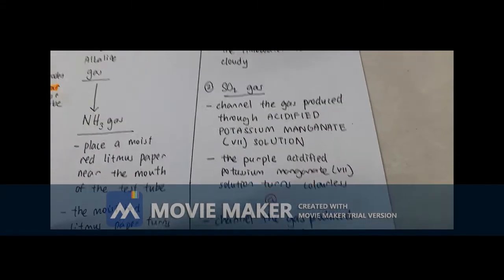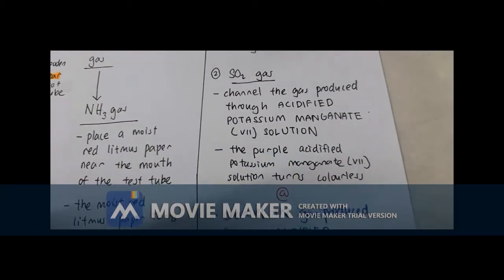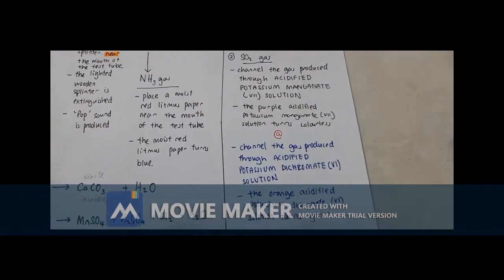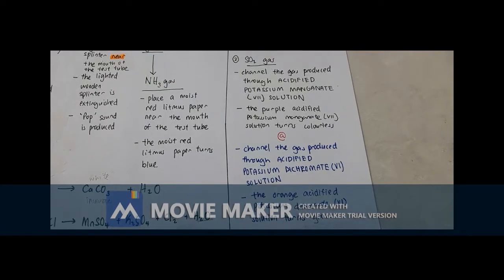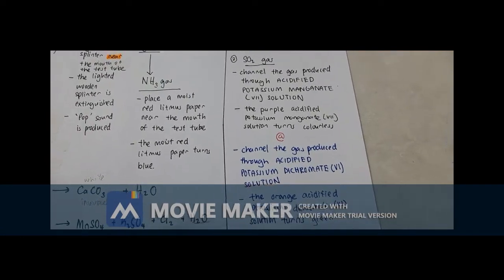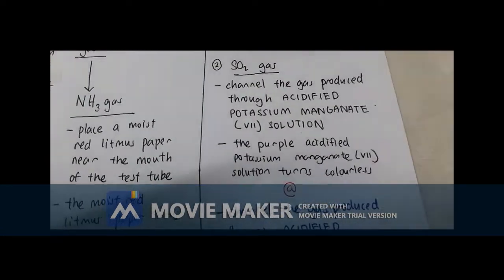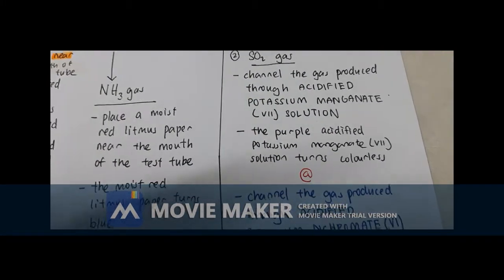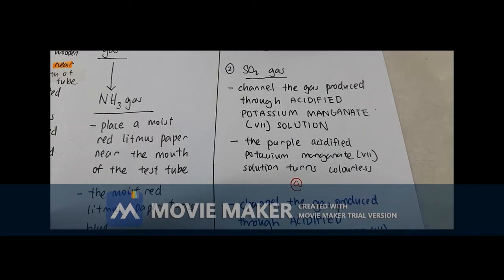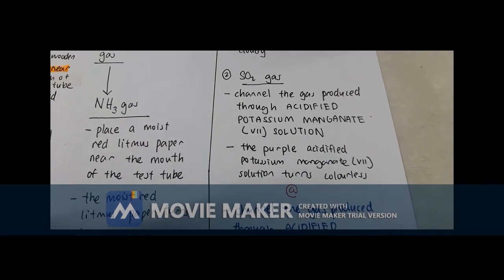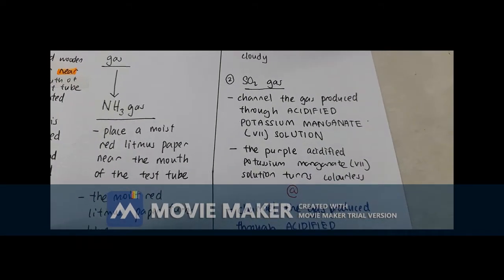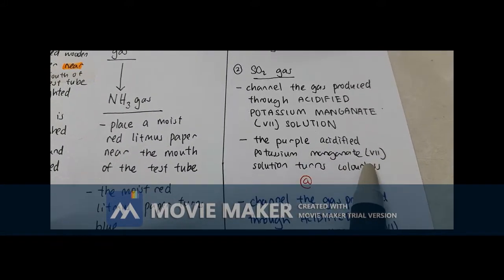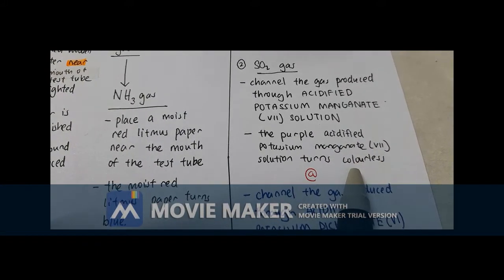Okay, so next we have SO2 gas, or sulfur dioxide gas. There are actually 2 ways to test the presence of sulfur dioxide gas. The first way is by using acidified potassium manganate 7 solution. So we have to channel the gas produced through acidified potassium manganate 7 solution, and when SO2 gas is present, the purple acidified potassium manganate 7 will turn colorless.